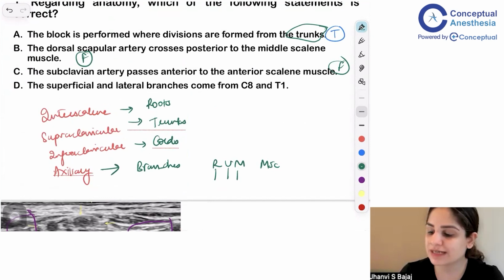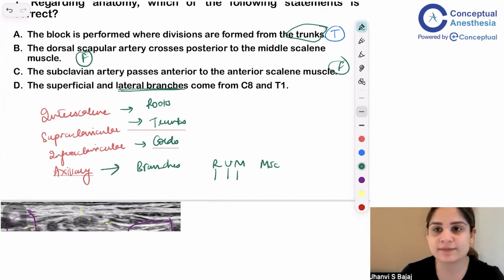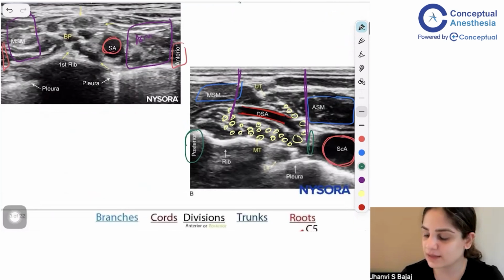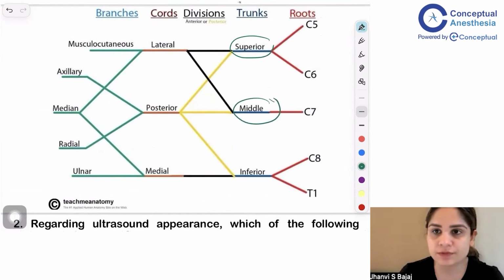The superficial and lateral branches come from C8 and T1. Now they are talking about the brachial plexus over here. The lateral branches of the brachial plexus come from C8 and T1. That is incorrect. As we know, the lateral cord is actually formed from the superior and the middle trunk of the brachial plexus. Okay, so that is the one that forms the lateral cord.